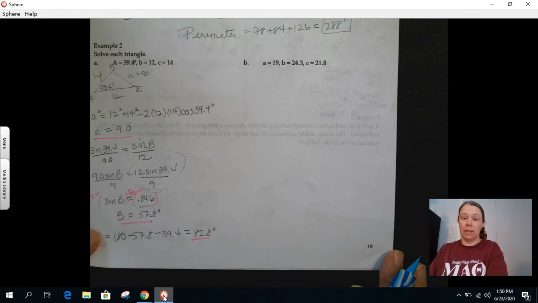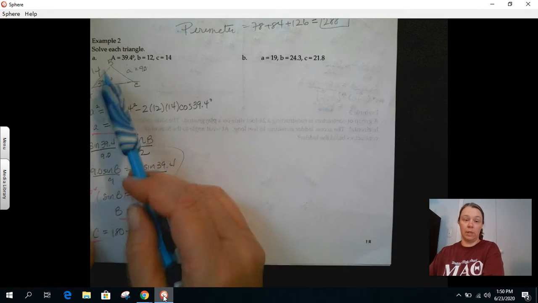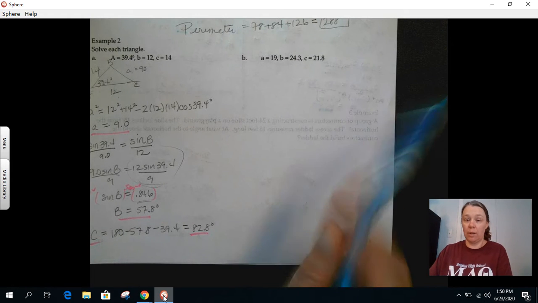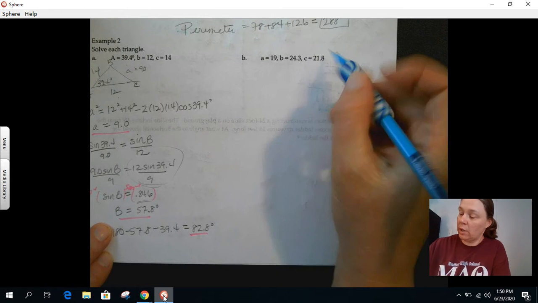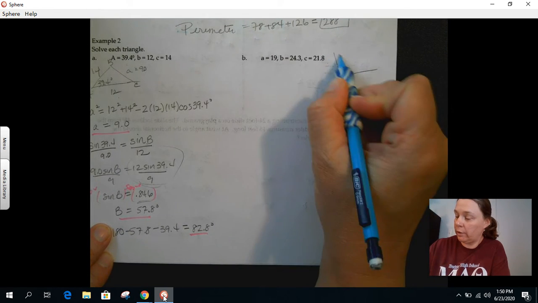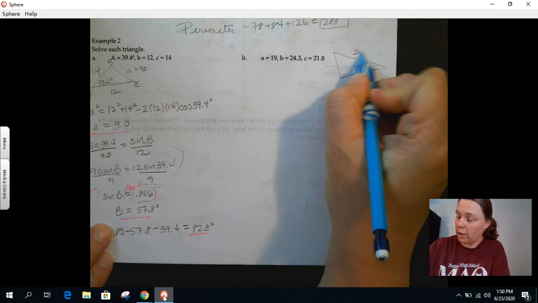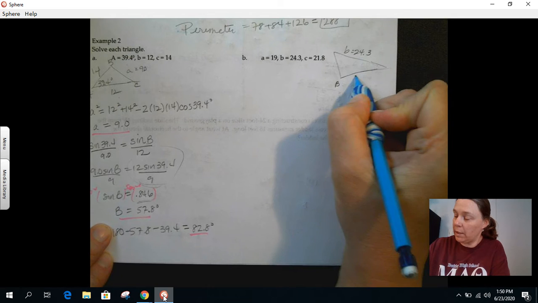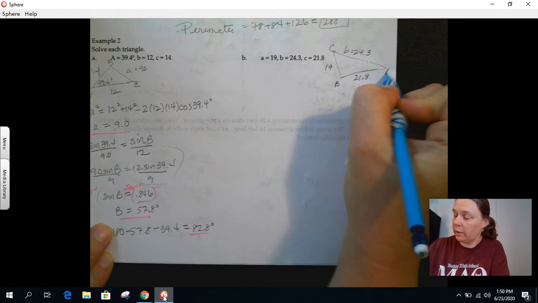All right, so now let's take a look at B. Now B, this was another side angle side I was given. This, I'm given 3 sides. So this is going to be an example of side, side, side. So I'm going to just sketch my triangle. So this is my B, and this can be my C. This is my A.